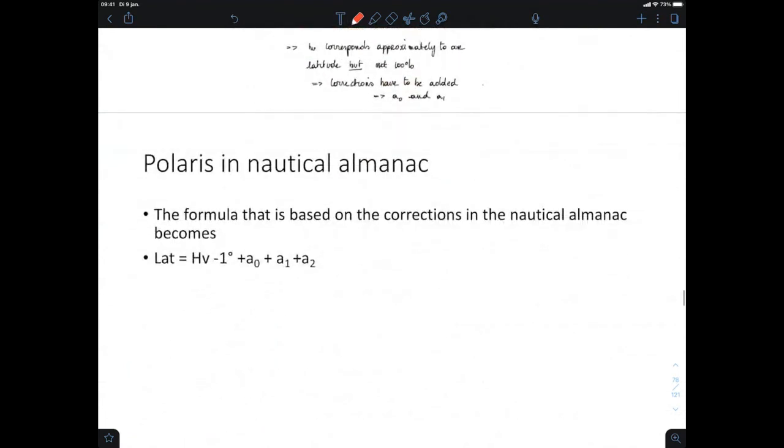Voila. Now, we switch to the practical way of determining latitude with Polaris, which is by using the tables pre-calculated for you in the nautical almanac. There we have a formula, which is this one here, which allows you to calculate your latitude using your observed altitude. And how do you do this? First, you have to subtract 1 degree and then add 3 corrections: A0, A1, and A2.